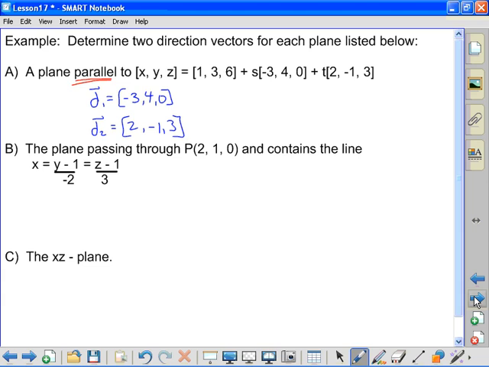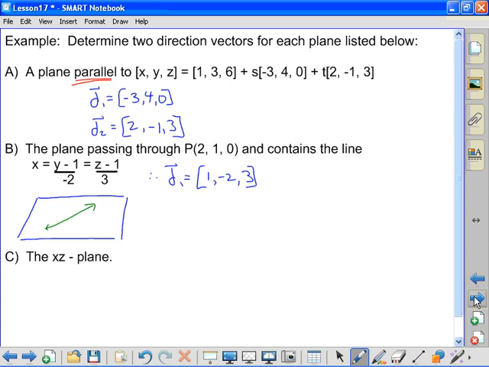Next one, the plane passing through that point P, 2, 1, 0, and contains that line x, y, z in symmetric form. So, plane passing through that point and contains this line. So that means that in a diagram here, that line is on the plane. So we need the direction vector from the line. So the first direction vector coming from that line is going to be the denominators. 1, -2, and 3. That's because the direction vector denominators are always in symmetric form.